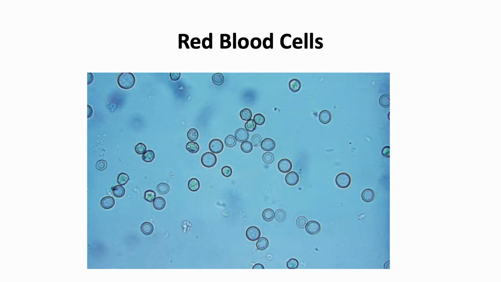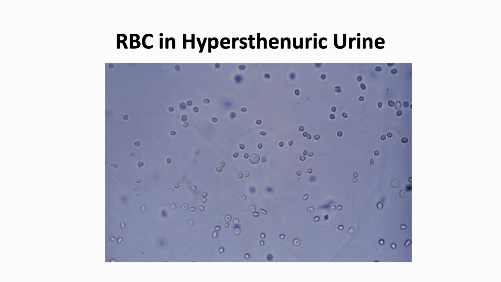So RBCs can be difficult for some to recognize. The reason for this is that the red blood cells can lack characteristic structures and vary in size, and often closely resemble other urinary sediment constituents. Like they can be confused with yeast cells, oil droplets, and even air bubbles. So in a concentrated or hypersthenuric urine, the red blood cells tend to shrink due to the loss of water and may appear crenated or irregularly shaped red cells.